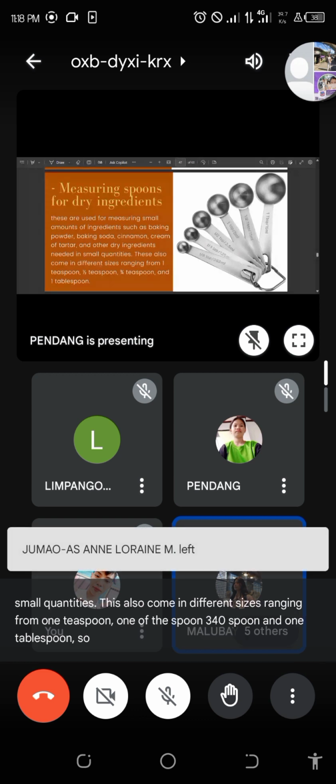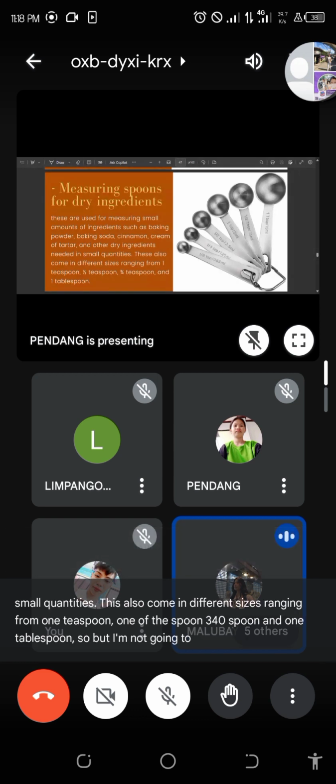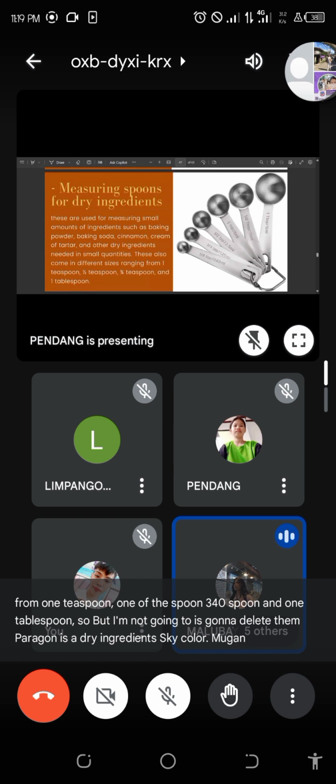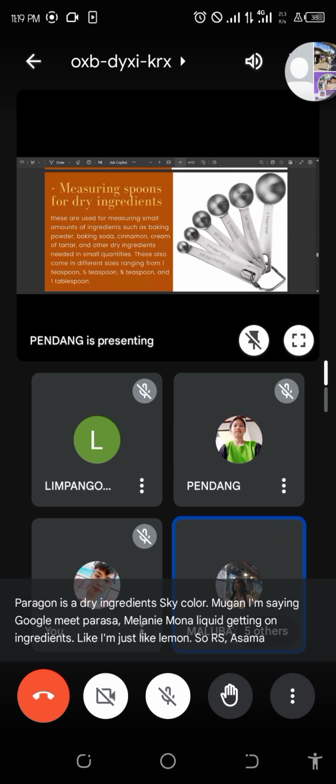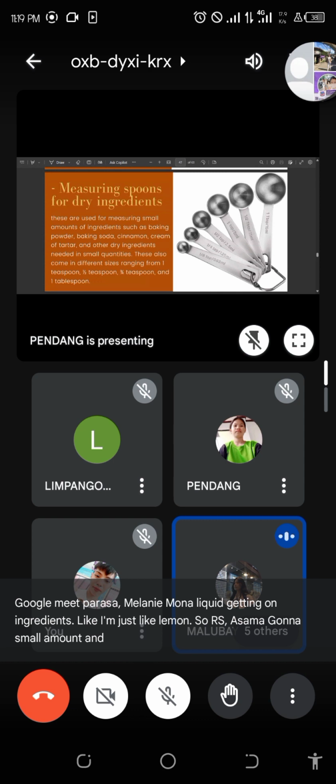It is not only for dry ingredients, but it is also used for liquid ingredients, like a small amount of lemon juice. So, next.